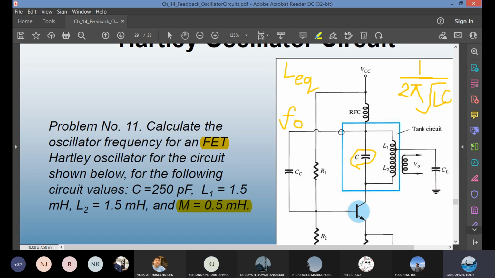You said 5 point something megahertz. 5.03 is what I got. Okay, let's see if that's the answer. Take 4 milli, multiply by 250 picofarad. Pico is 10 power negative 12. And then you have to take the square root of your answer. And then I multiplied by 2 pi. Then I inverse my answer.